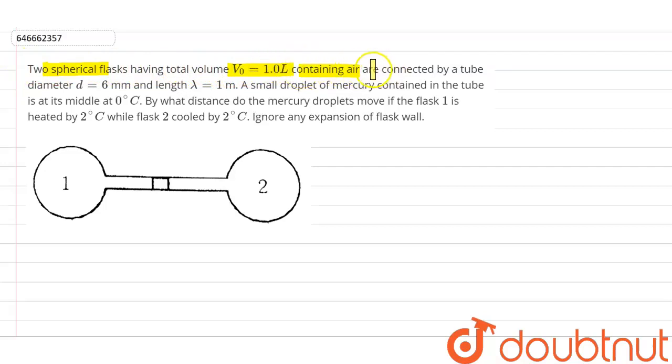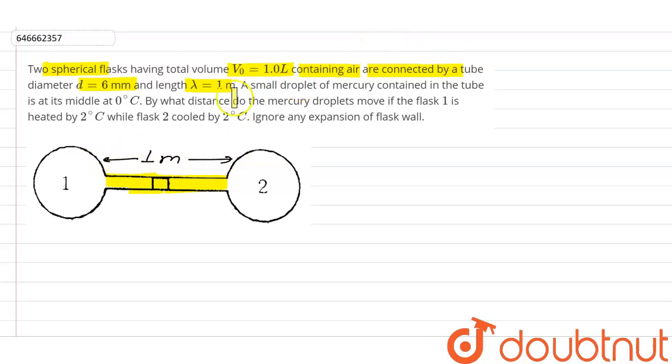Two spherical flasks having total volume V0 equal to 1 liter, containing air, are connected by a tube of diameter 6 millimeter. The question is talking about this tube whose diameter is 6 millimeter and length lambda is equal to 1 meter. Its length is 1 meter, so we can write here length is equal to 1 meter.